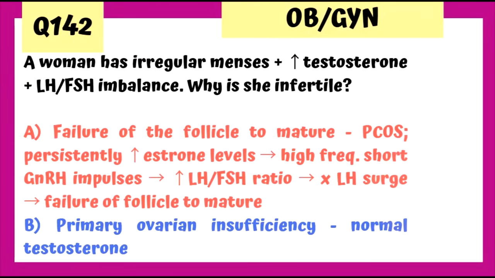There are persistently elevated estrogen levels, which lead to high-frequency short GnRH impulses, leading to an imbalance in LH and FSH, leading to inability of LH surge, leading to a failure of the follicle to mature. As opposed to primary ovarian insufficiency, there will be normal testosterone. That's why this was an answer to the question.